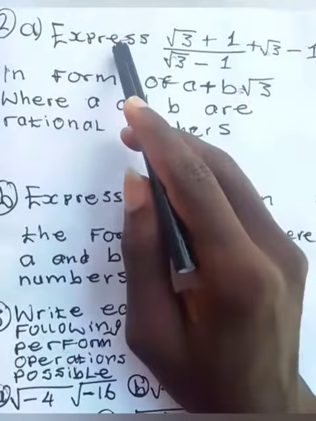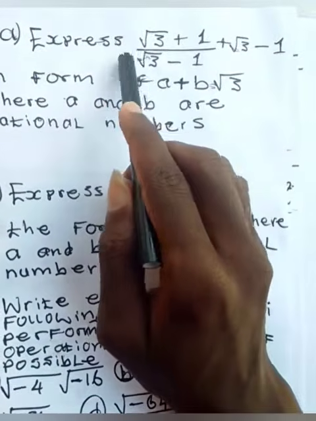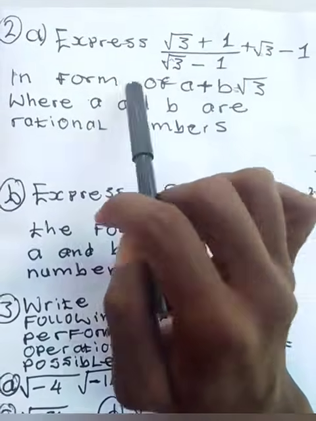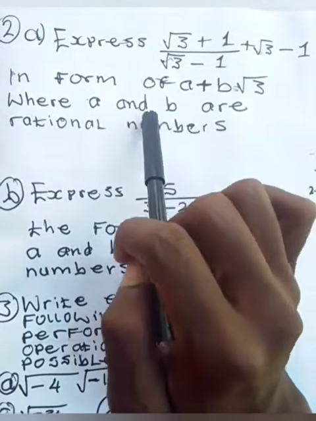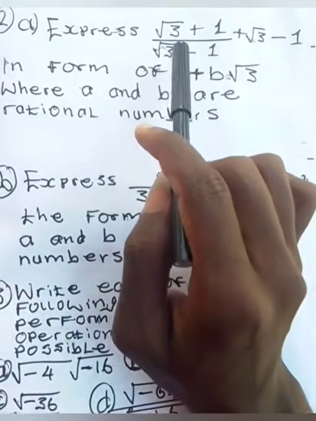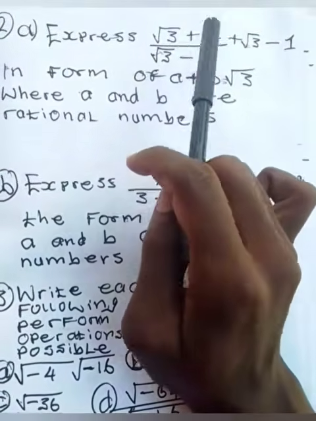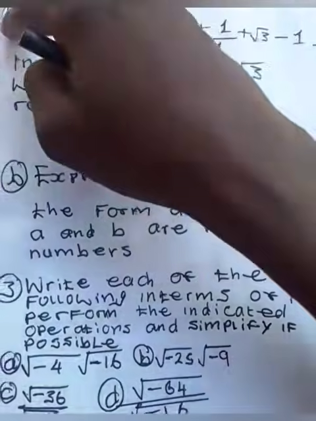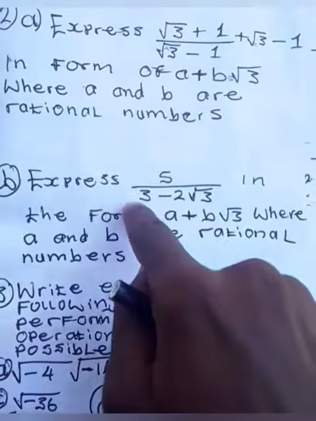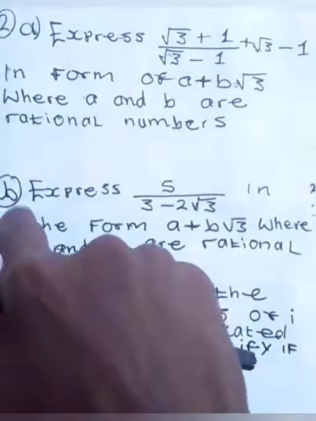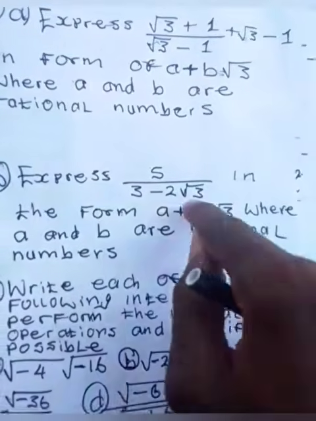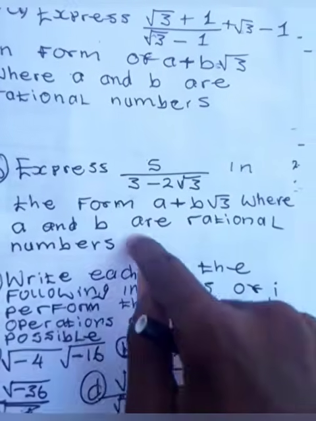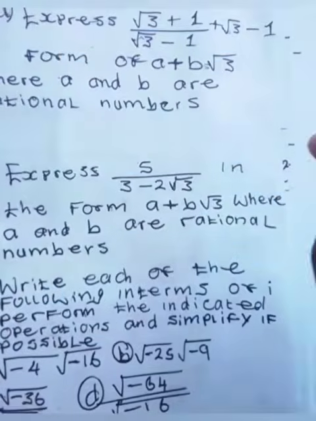Alright, so we come to 2. This is saying to express this in the form of a plus b, where a and b are rational numbers. These are the types of questions I was telling you about. First we are going to solve 2a. Then 2b is saying to express this in the form of a plus b square root of 3, where a and b are rational numbers. Simple, right? So let's solve the first one.